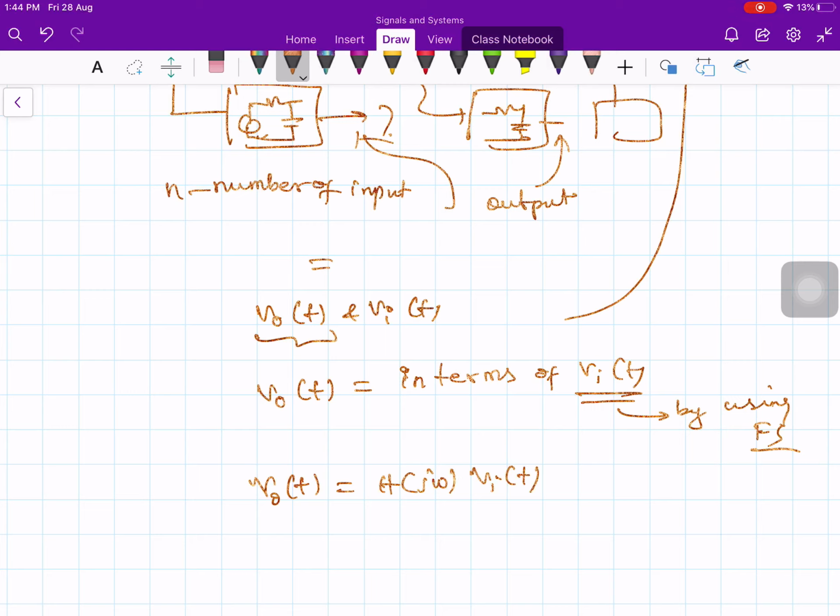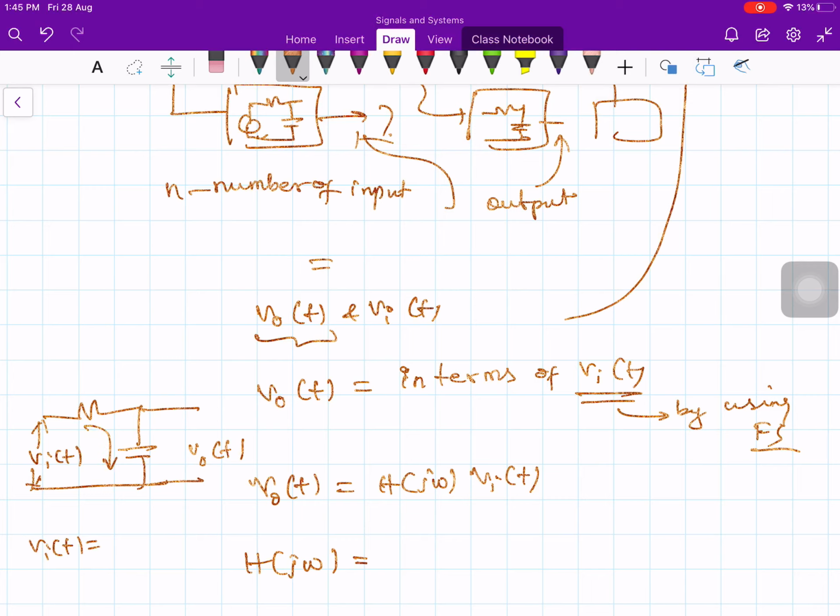Recall this, where H of j omega is the frequency response of the system, and this is given by the ratio of the output divided by the input. This is V naught of t and this is Vi of t. What is Vi of t? Let's say the current flowing through this is I. It's an AC current.